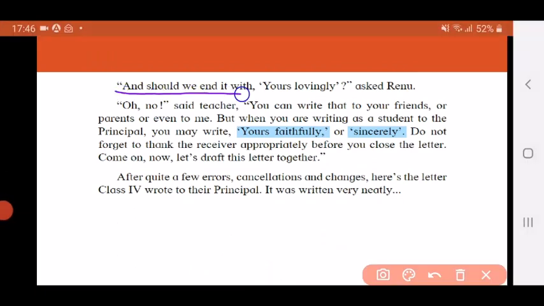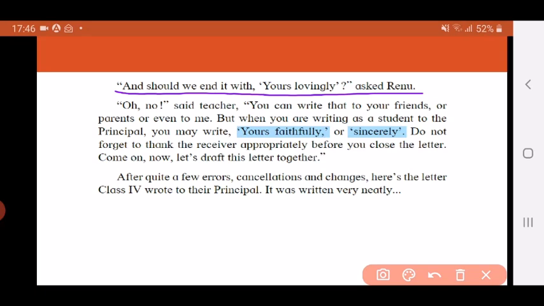And should we end it with yours lovingly? asked Renu. तो अभी you will write dear madam or respected madam. उसके नीचे आप अपना पत्र लिखेंगे short and very politely. You have to ask permission. So you have to use words like please, thank you, and you have to ask very politely.